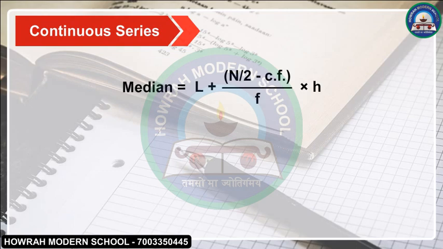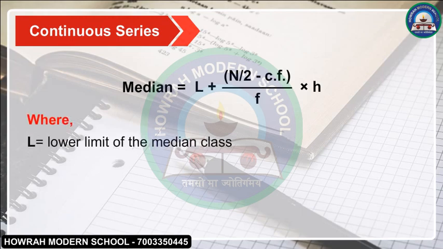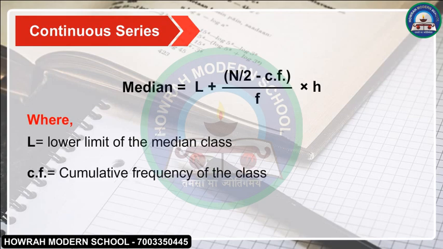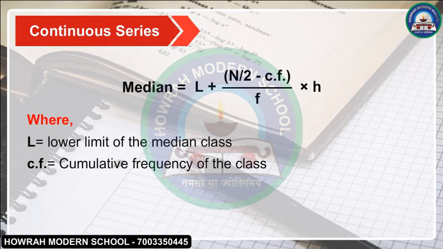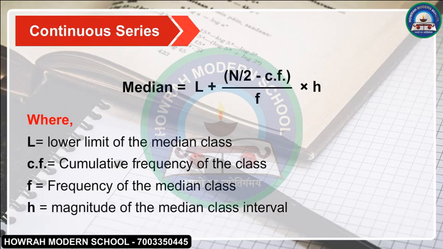Median is equal to L plus ((n upon 2 minus Cf) upon f) into h, where L is equal to lower limit of the median class, Cf is equal to cumulative frequency of the class preceding the median class, f is equal to frequency of the median class, and h is equal to magnitude of the median class interval.